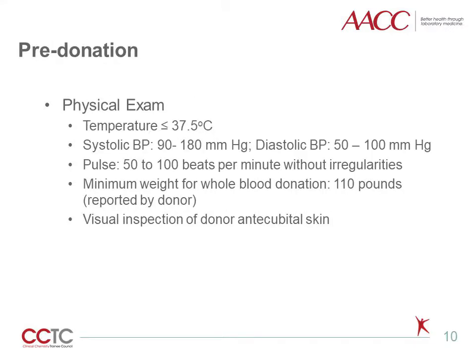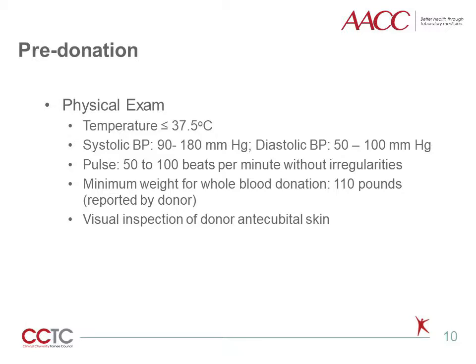After answering the DHQ, the donor undergoes a brief physical exam. Their temperature must be 37.5 degrees or less, systolic blood pressure between 90 and 180 millimeters mercury, diastolic blood pressure between 50 and 100 millimeters mercury, and a pulse between 50 to 100 beats per minute, and must be regular. With approval by a donor's physician and blood center medical director, they may be eligible to donate even if their vitals fall outside the stated range.